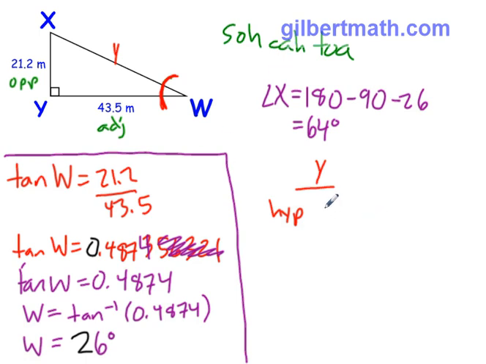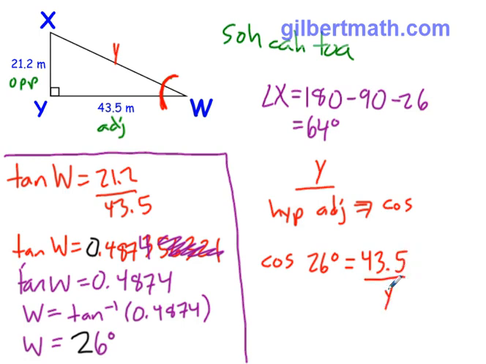I haven't used cos yet, I don't think, so I'm going to use the adjacent side as well. A and H means I'm going to use cos. The adjacent always goes on top. So cos of my angle, which I decided was 26 degrees, is equal to 43.5 over y.